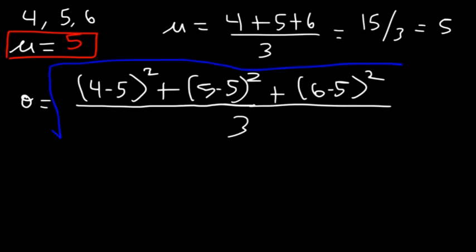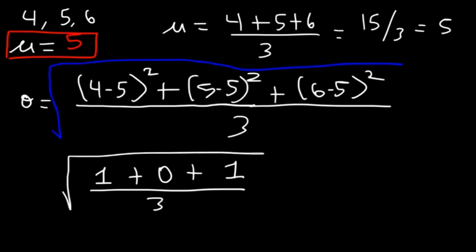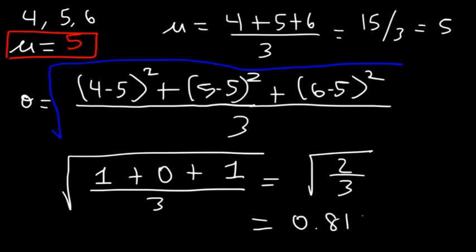4 minus 5 is negative 1. Negative 1 squared is simply 1. 5 minus 5 is 0. 6 minus 5 is 1. And it's all divided by 3. 1 plus 1 is 2. So we have the square root of 2 divided by 3. Now 2 divided by 3 as a decimal is about 0.67. And the square root of 0.67 is 0.816.